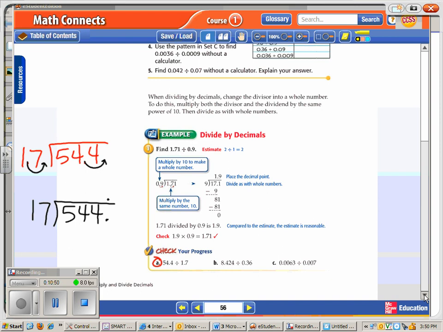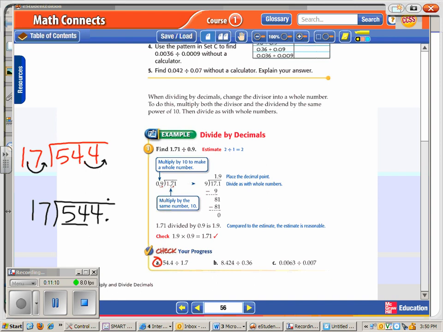What I mean is when you have 17 people, I'm going to look at 500s. I know that I can't break up 500s with 17 people. So now I'm going to look at 54 tens. So I have 54 tens and I have 17 people. This is where estimation can kind of come into play.